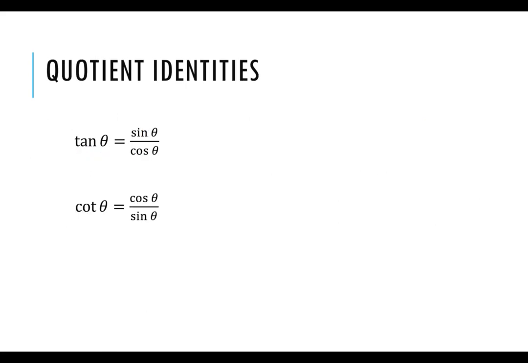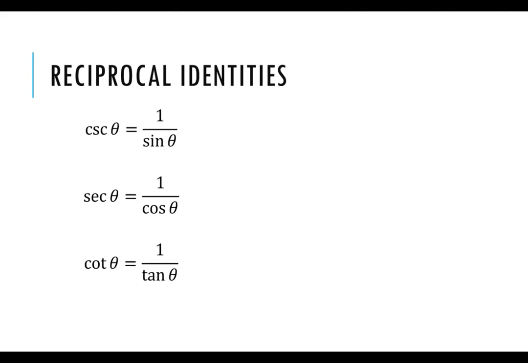Just to recall, what all identities do we have? So we have the quotient identities. Tangent of theta is equal to sine of theta divided by cosine of theta, and cotangent of theta is equal to cosine of theta divided by sine of theta. The reciprocal identities, cosecant of theta is equal to 1 divided by sine of theta, secant of theta is equal to 1 divided by cosine of theta, and cotangent of theta is equal to 1 divided by tangent of theta.